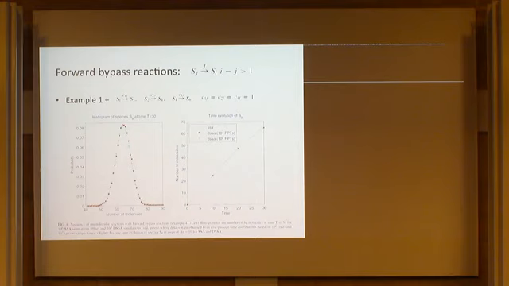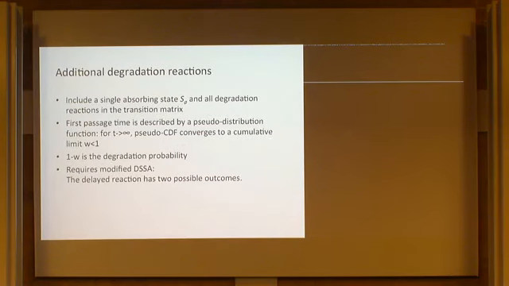Now, if you introduce additional degradation reactions, then you have to modify the DSSA at least a little bit. First of all, we need an absorbing state, and all degradation reactions go towards this absorbing state. Then the first passage time is described by a pseudo-distribution function. But for t going to infinity, this pseudo-CDF converges to a cumulative limit, omega. This will be smaller than 1, and 1 minus omega is then the degradation probability.